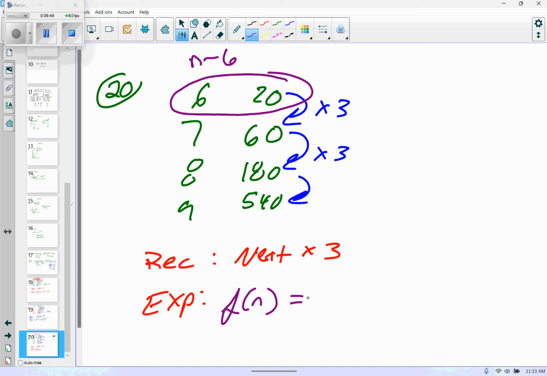equals, I don't know because I'm multiplying by 3. So I'm going to go 20 times our common ratio of 3 raised to the n minus 6. Okay, so n minus 6, if I plug that 6 in, I'd get 6 minus 6 is 0, 3 to the 0 is 1, 20. There's our equation.